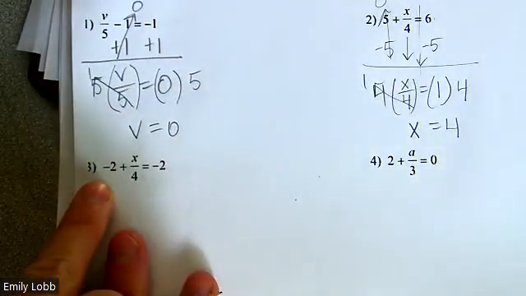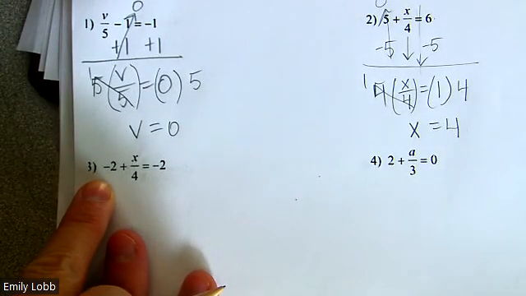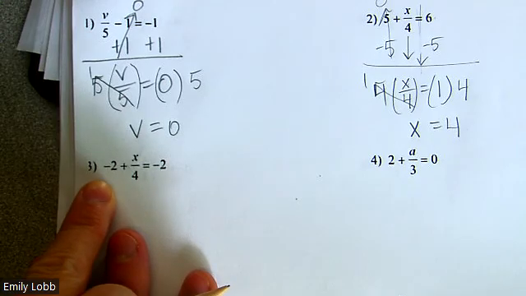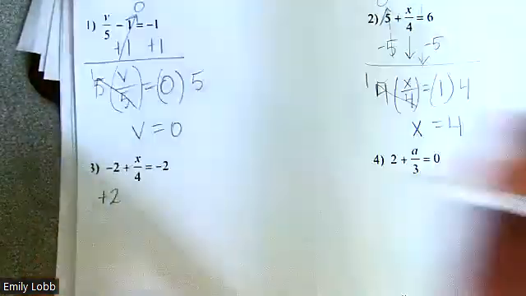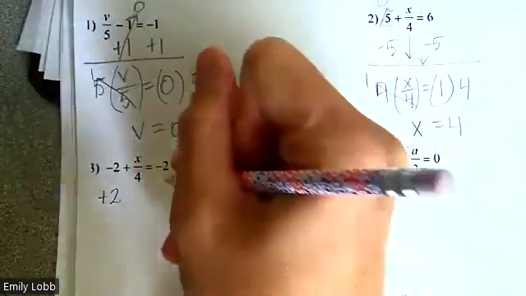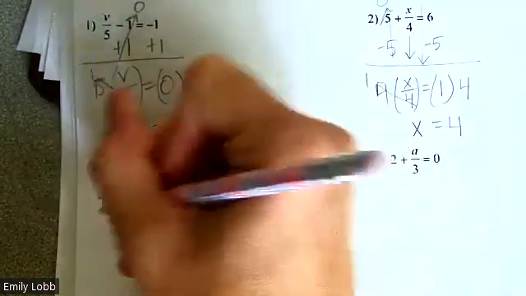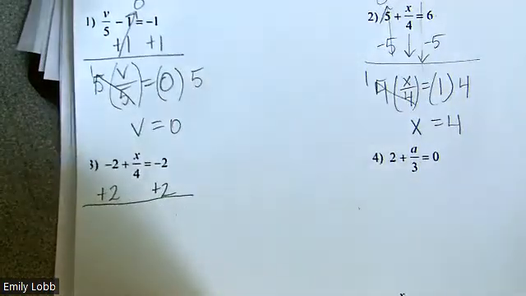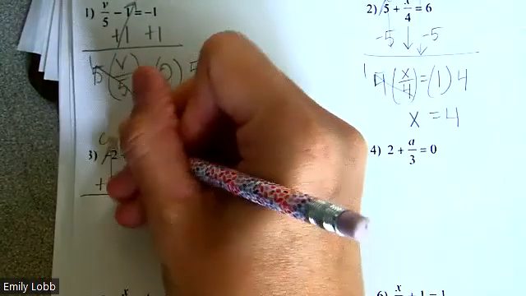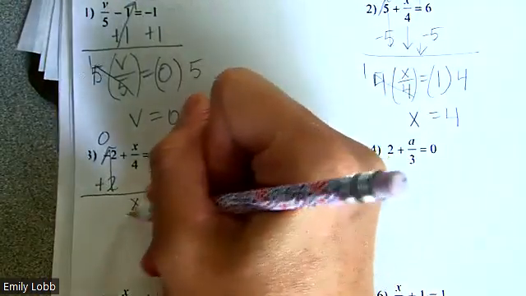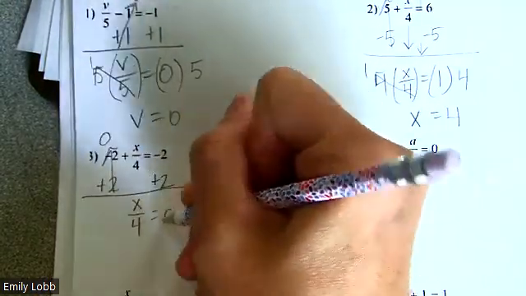So I need to make this 0. I want to get rid of the constant. Remember that that's called the constant. To get rid of it, I need the same amount of positives as negatives. We call that the additive inverse. 2 minus 2 is 0. That's why we added 2. So I have x over 4 equals 0.